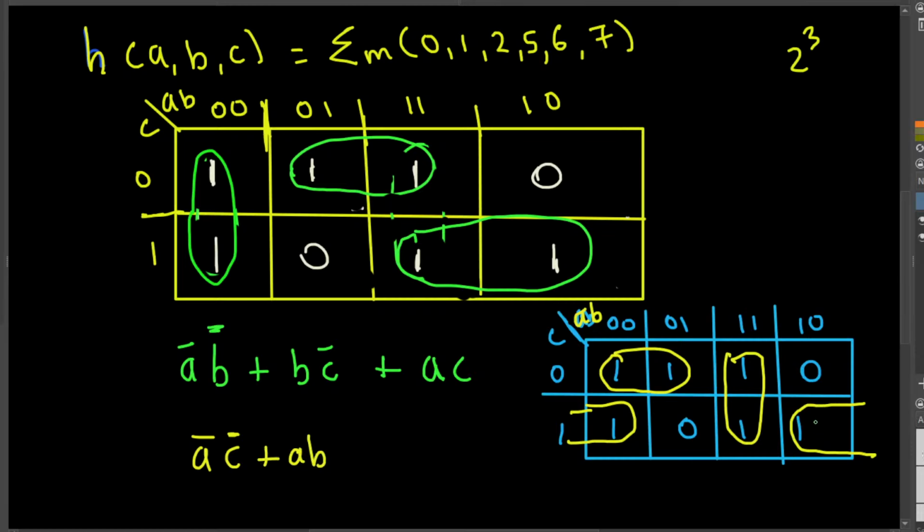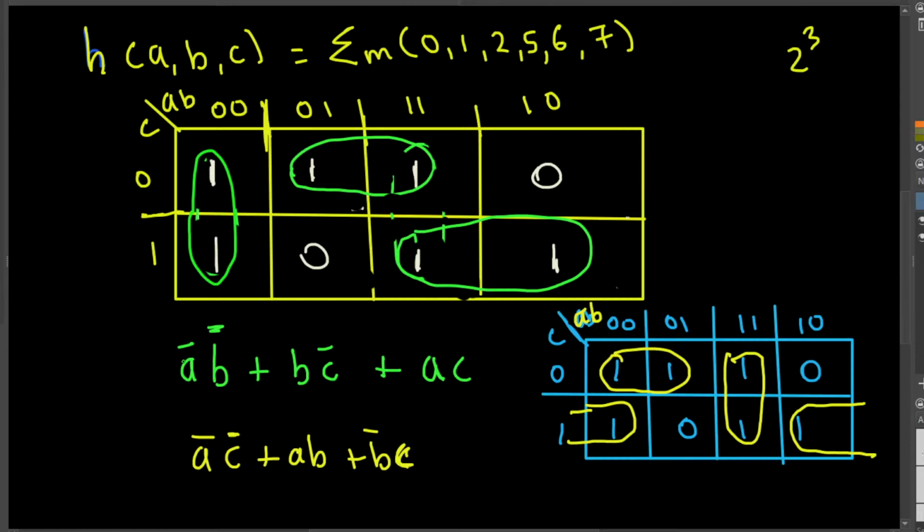And for this one, is A changing? Yes, A is changing. A is going from 1 to 0, so it's changing. And then B is not changing, that is 0, so we have to put a not for it, because B is 0. And then C is not changing, so I have to put the C as well.